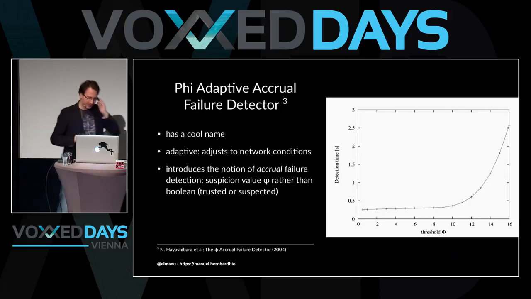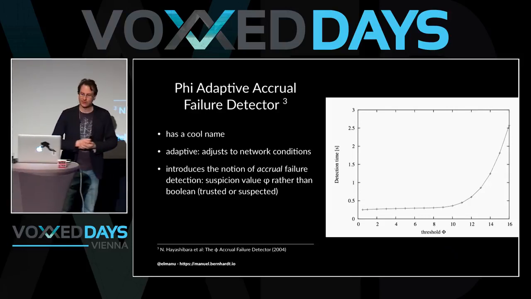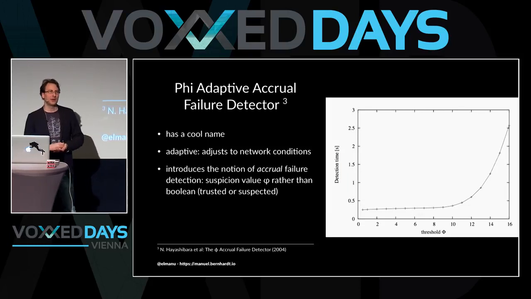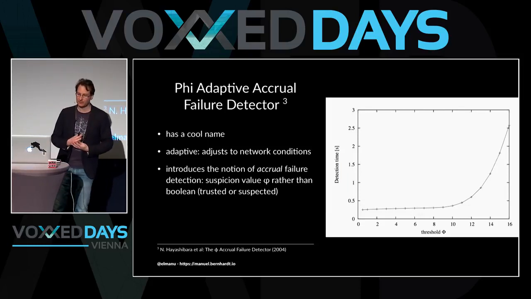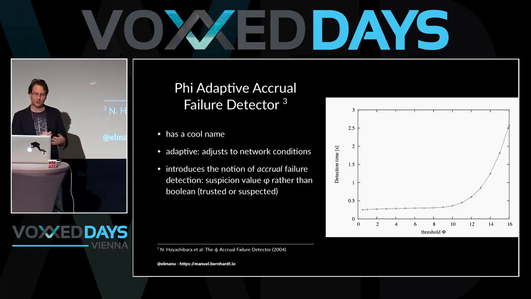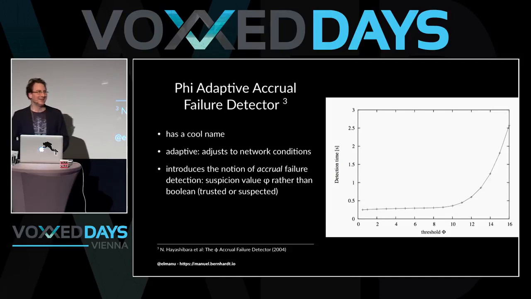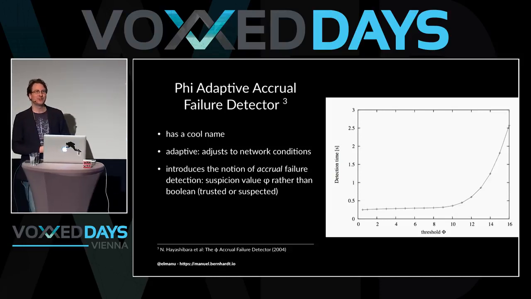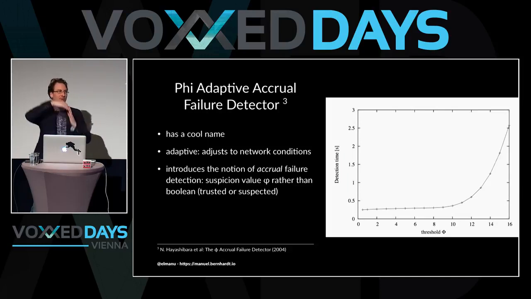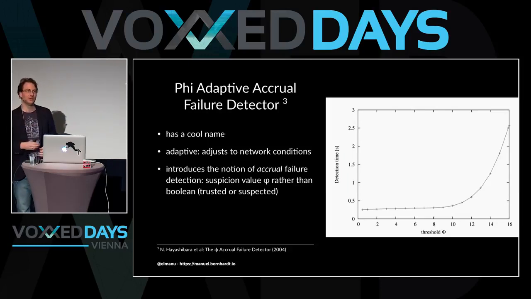Okay, so now that we looked at some definitions, let's look at some failure detectors. The first one I want to talk about is the Phi adaptive accrual failure detector. The first property of this failure detector is that it has a very cool name. It's also an adaptive failure detector, which is to say that it tries to adapt to changing network conditions. So when the network conditions change, the failure detector also sort of figures that out. And that's quite important because in real life, networks also tend to change, especially if you're in the cloud.